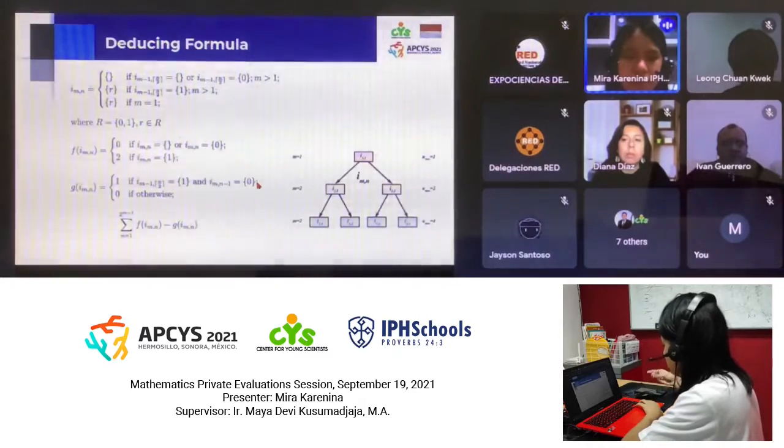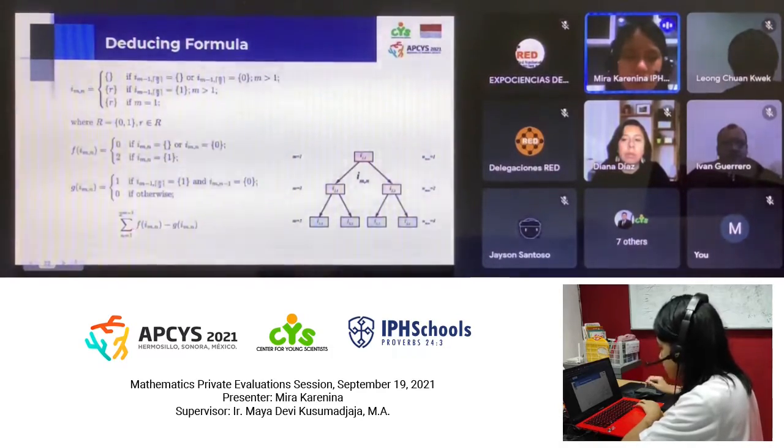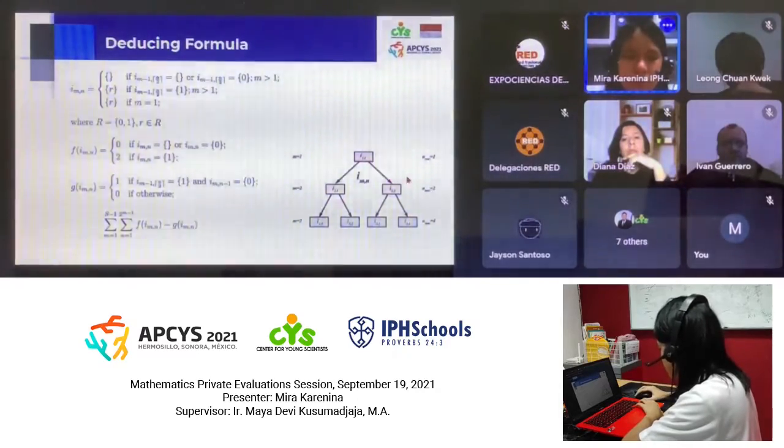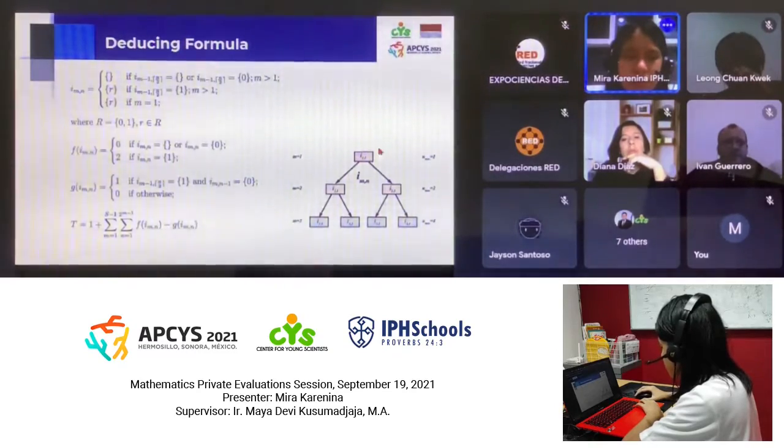Now, in order to calculate the total number of tests needed in a tree, first we will need to sum up the number of tests needed in a stage. And then we calculate that starting from the top node, the children node of the top node, until the children node of the second last stage. And then we add 1 for the top node.